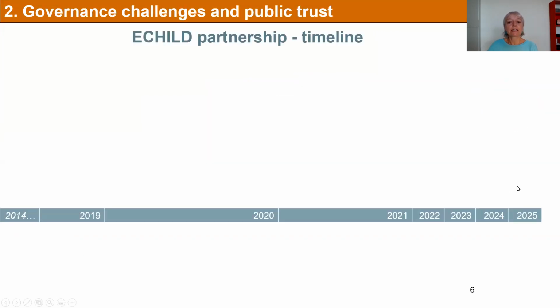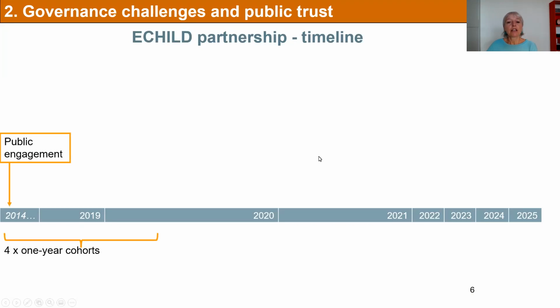Moving on to governance, as this timeline shows, linking data across government takes time. Judgments and decisions are often reconsidered as circumstances change, such as the introduction of GDPR, and public support from early on is crucial. We started work on the predecessor data for EChild back in 2014, initially working with 3 children's charities.